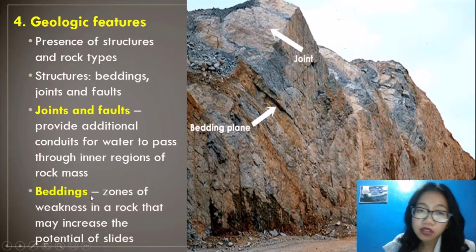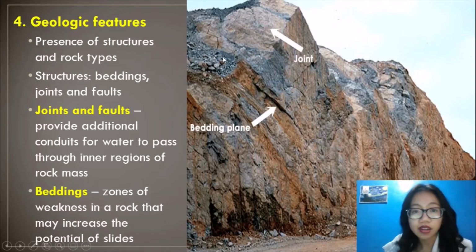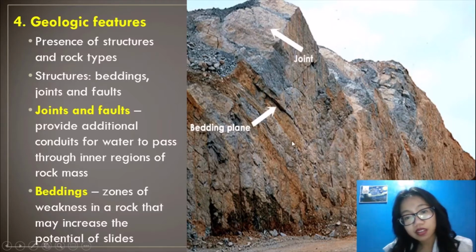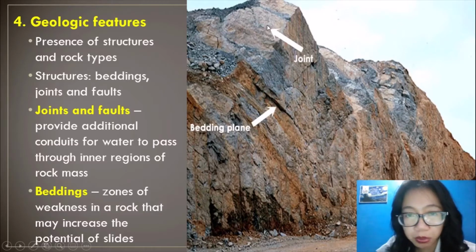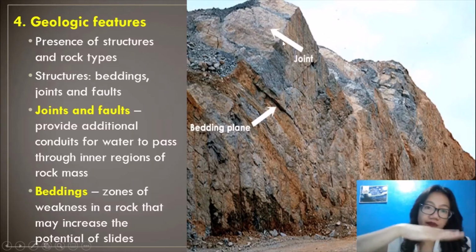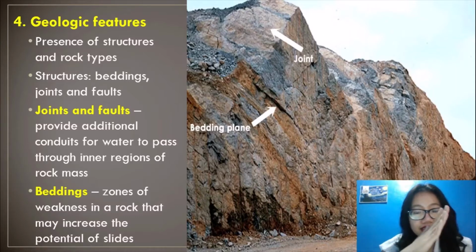Next, you have a bedding plane. Bedding planes are a zone of weakness in a rock that may increase the potential of a slide. You will see here that there is a slope, because this is quite technical, but this rock used to be horizontal, but now it's in a vertical, diagonal position.